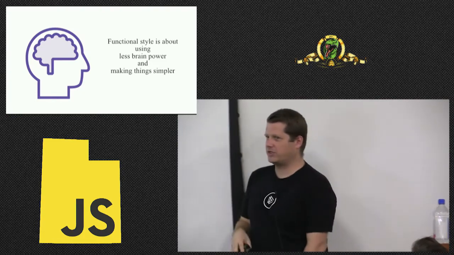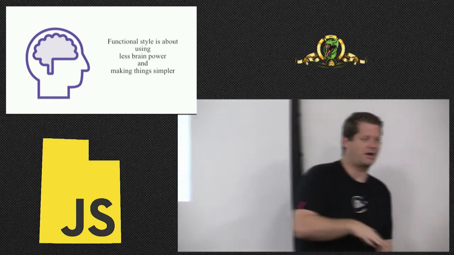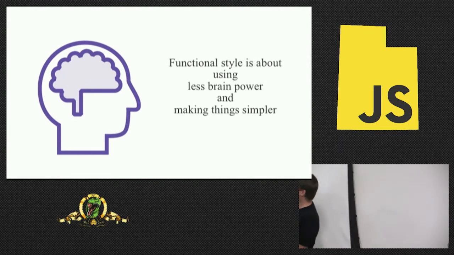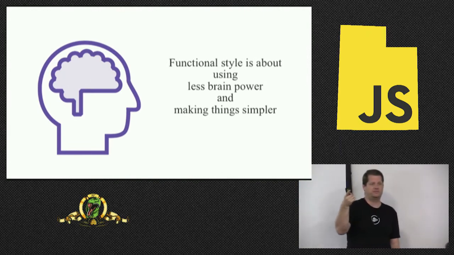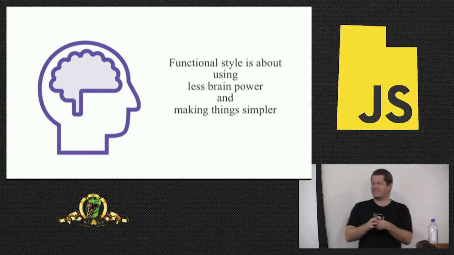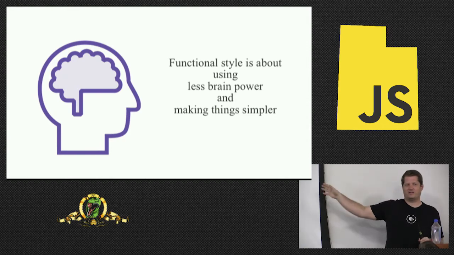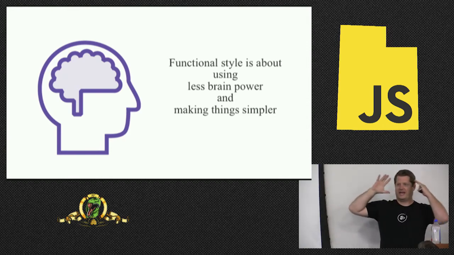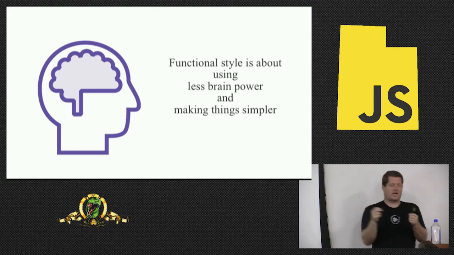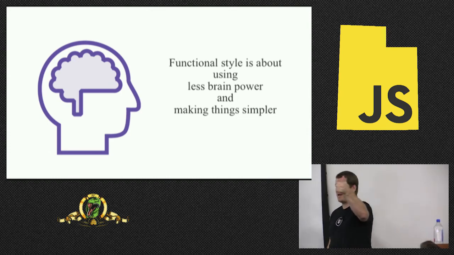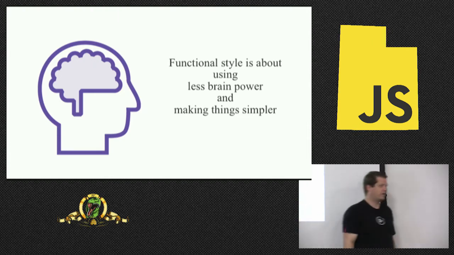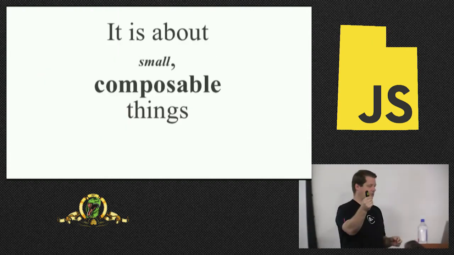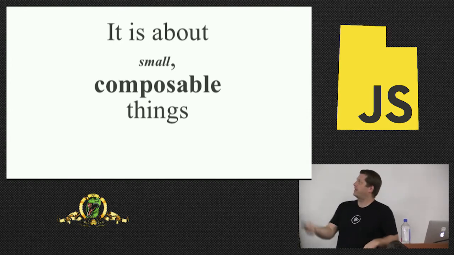This is the second thing I want you to walk away with. And I'm going to spend the rest of the talk basically underscoring this. Functional style programming is about using less brain power, not more brain power. Because a lot of times you think functional style programming gets complicated. And we're going to talk about monads here in just a little bit, and that's complicated. But functional style programming is about using less brain power and trying to make things simpler and pulling everything apart so that we can understand what's going on. It's about small, composable things.